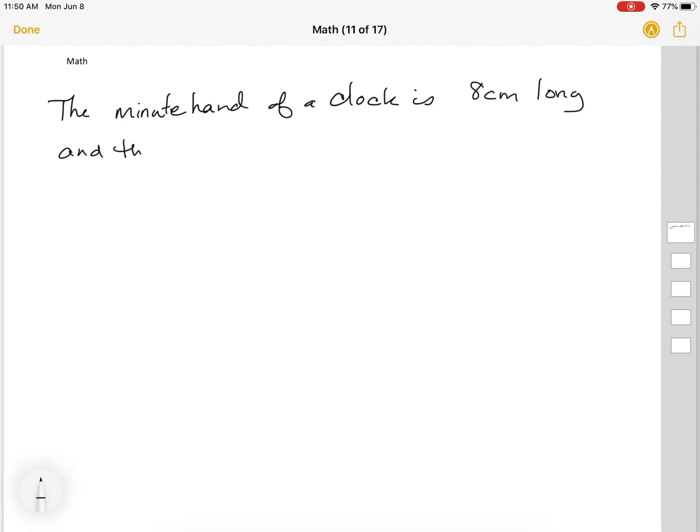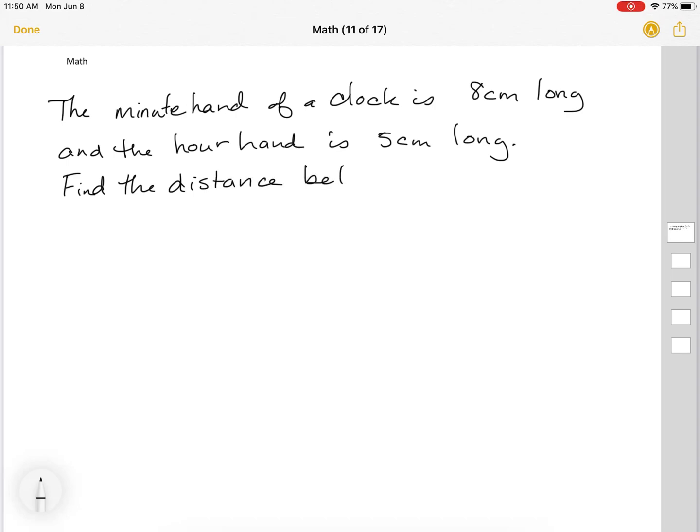and the hour hand is 5 centimeters long. And what I want to do is find the distance between the tips of the hands at, now the example in the question given is 9:30, but I'm going to pick a different time. So I'm going to say 2:30 p.m. Doesn't matter actually if it's a.m.